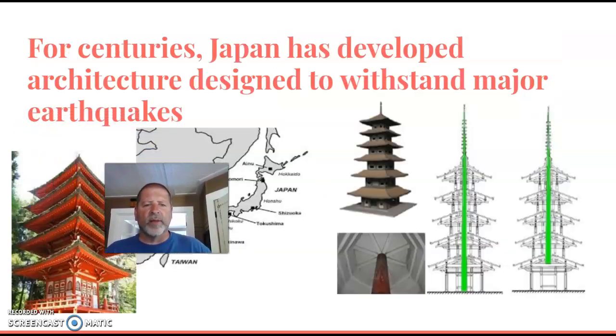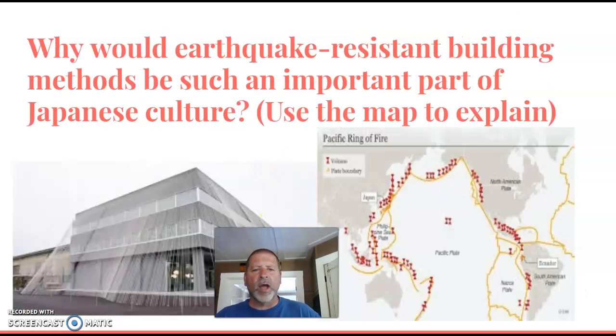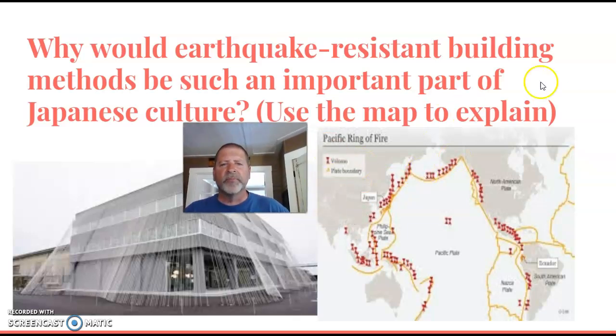Okay, this first question: for centuries, Japan has developed architecture designed to withstand major earthquakes. Why would earthquake-resistant building methods be such an important part of Japanese culture? Try to use a map to explain. Look at a map and explain why that would be a big part of Japanese culture for centuries.